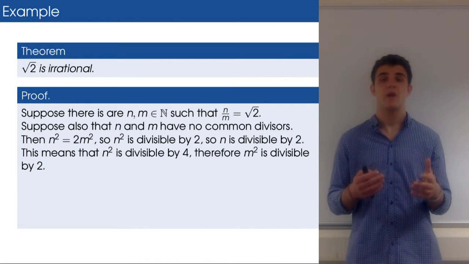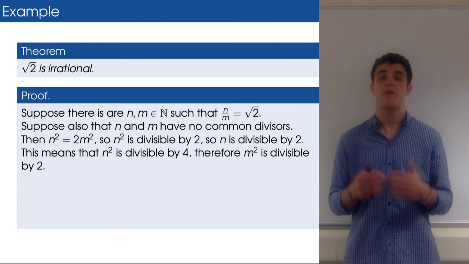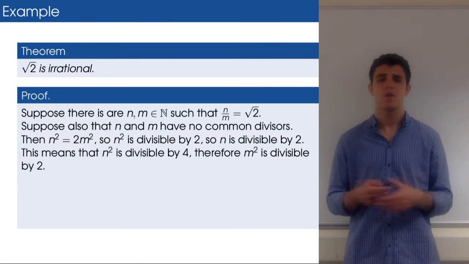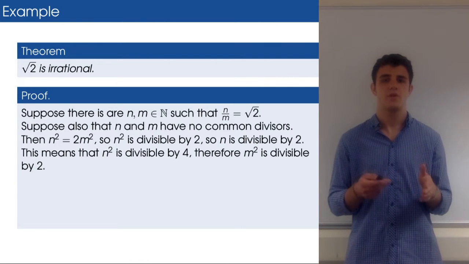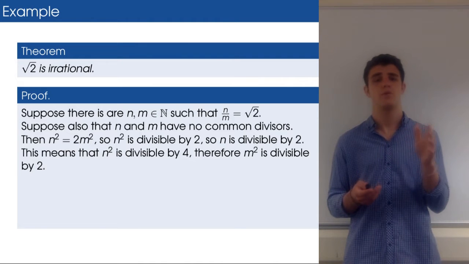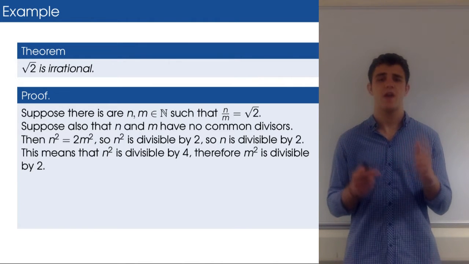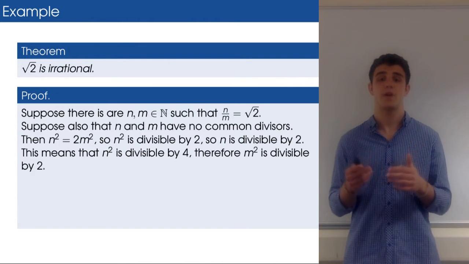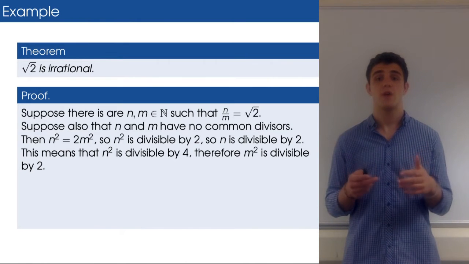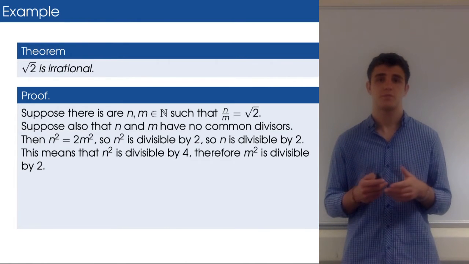Therefore, n squared is divisible by 2, and therefore so is n. But since n is divisible by 2, n squared is divisible by 4. But earlier on we said that n squared is equal to 2 times m squared. So therefore, m squared is also divisible by 2.